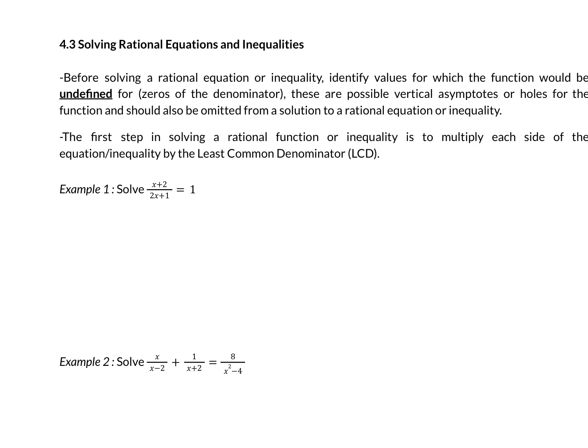Before we solve these rational equations, which just means anything with a fraction, we have to identify what values would be undefined. Things that make the denominator equal to 0 are our possible vertical asymptotes, or our holes if we're graphing it on our graphing calculator or by hand, okay? So we always have to omit those solutions.